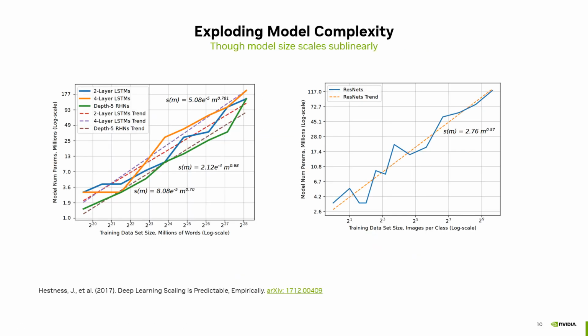Luckily for us, while we did see this correlation between the amount of data and the model complexity, this relationship is sublinear. This is actually very good news for us, because that means that while our models are becoming larger and larger, our datasets will too, but not at the same pace as our models. Otherwise it would be infeasible to have such large volumes of data.